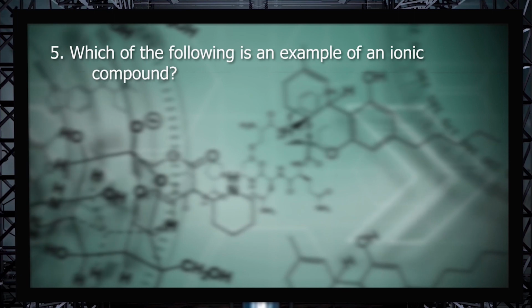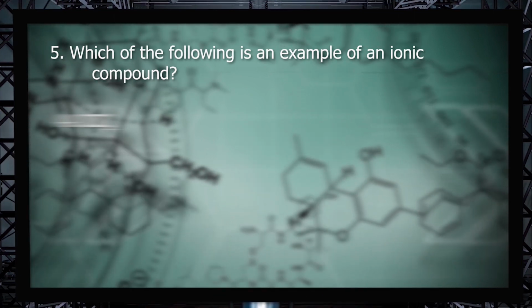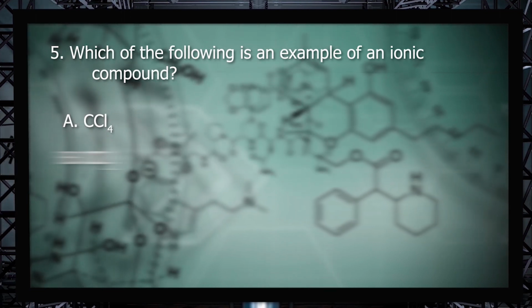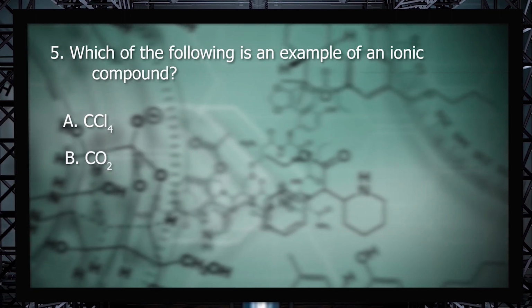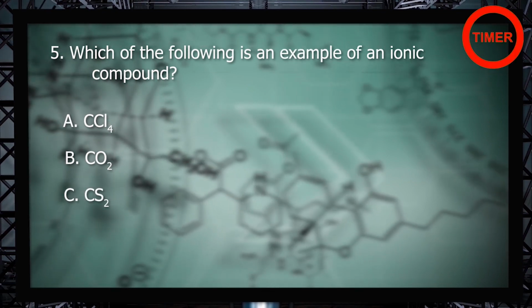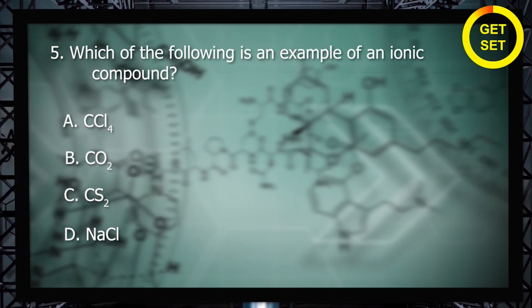Number 5. Which of the following is an example of an ionic compound? A. Carbon tetrachloride or CCl4. B. Carbon dioxide or CO2. C. Carbon sulfide or CS2. And D. Sodium chloride or NaCl.